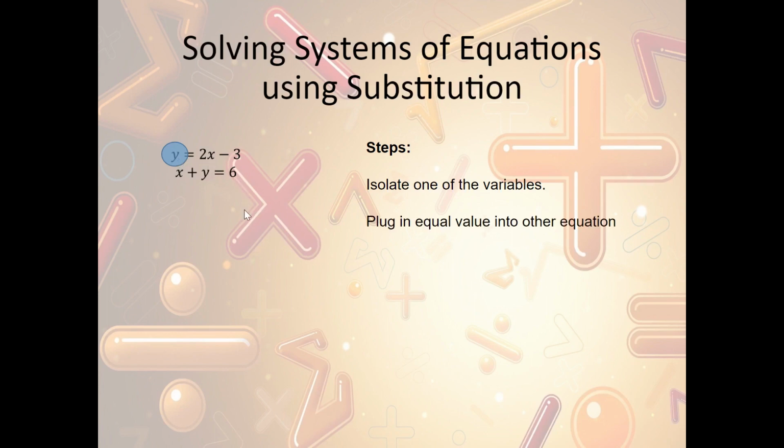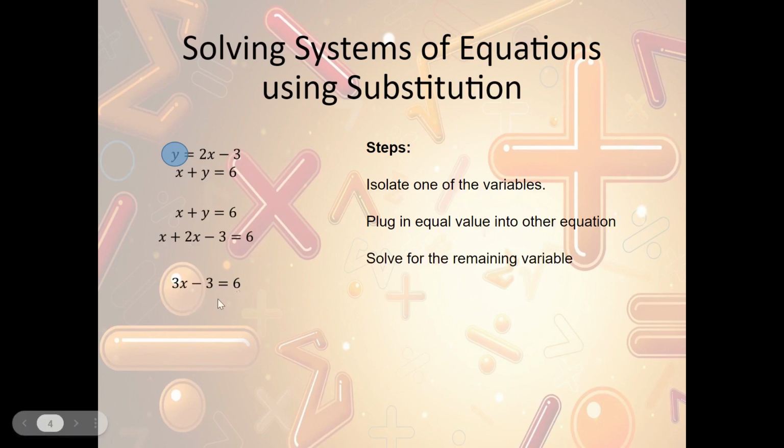So what I'm going to do is plug in the value on the other side for y into the other equation. So I have x plus y is equal to 6, but y is really equal to 2x minus 3. So I'm going to plug that in. Now it says x plus 2x minus 3 is equal to 6. Now I can solve for x. So I combine like terms. I get x plus 2x is 3x. So I have 3x minus 3 is equal to 6.